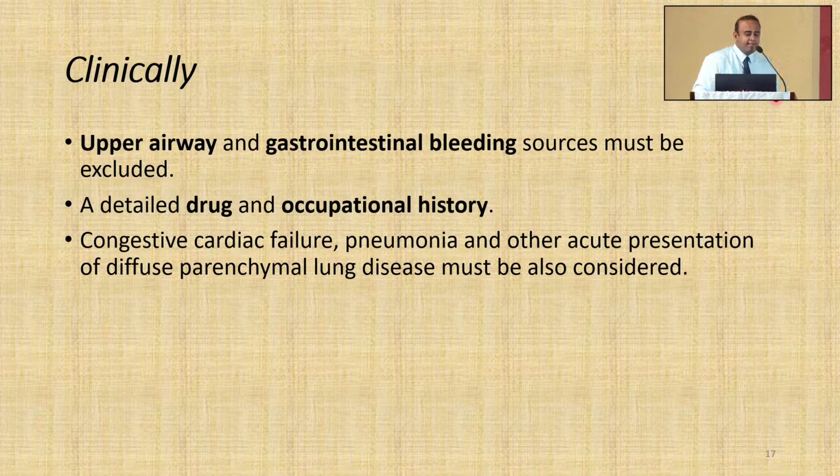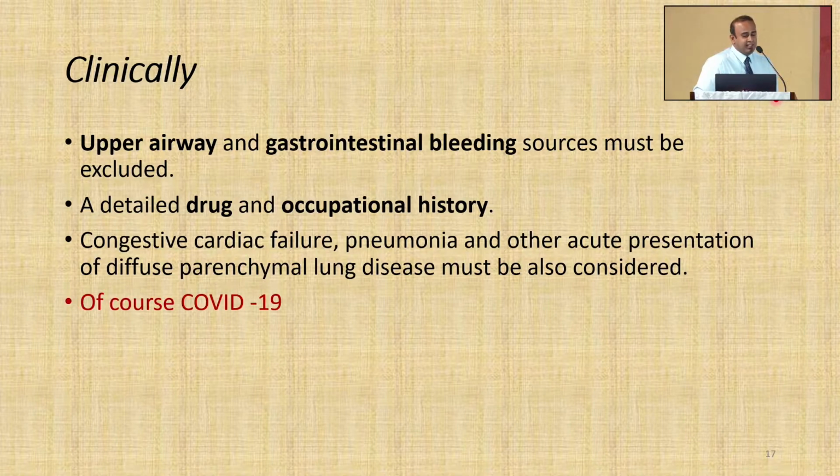So the upper airway and GI bleeding sources must be excluded. In some instances, we need to exclude upper GI bleeding with the help of gastroenterologists to do the endoscopies and all. Then again, congestive cardiac failure, pneumonia, and other causes should be excluded. We know there are plenty of causes for diffuse pulmonary shadows, like PCP pneumonia in the immunocompromised, even heart failure, even eosinophilic pneumonias, and so on.